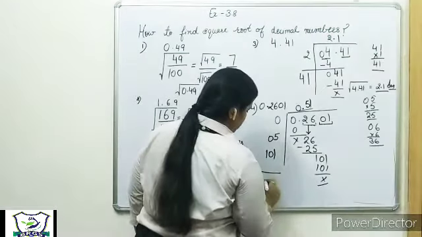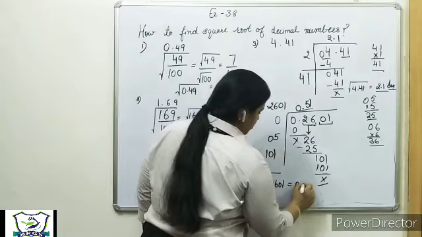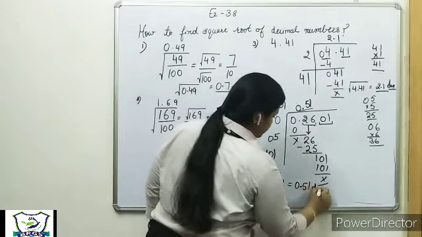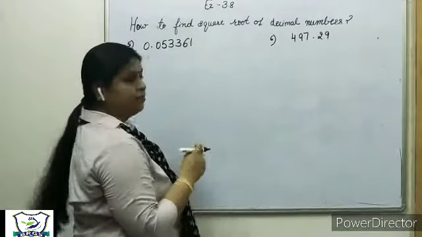So the square root of 0.2601 is 0.51. Got it? Let's have a few more examples.